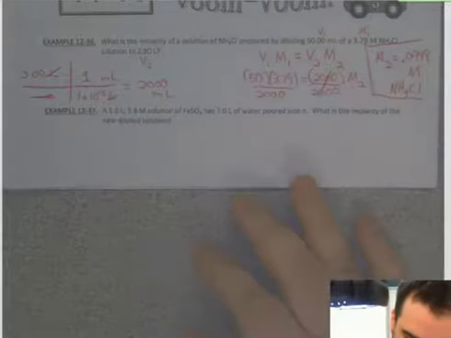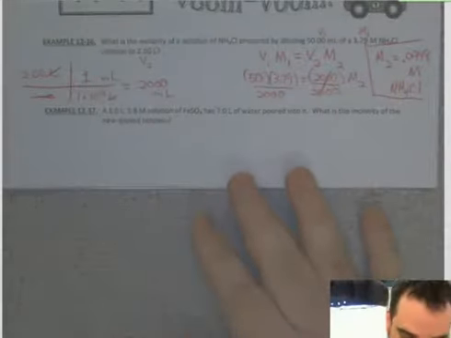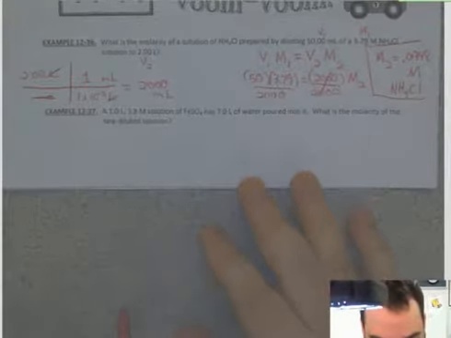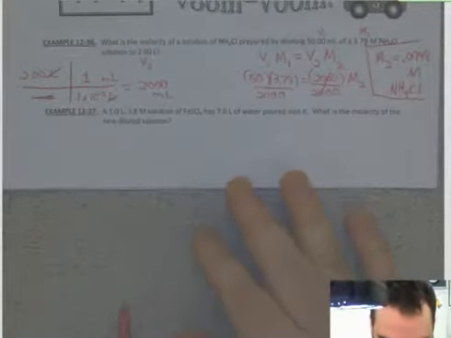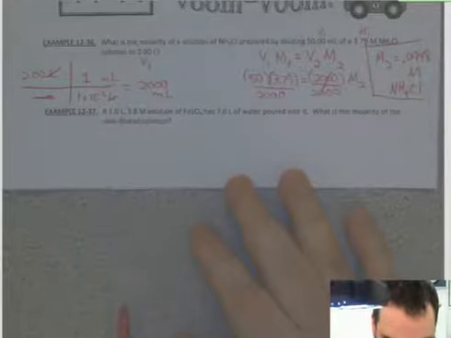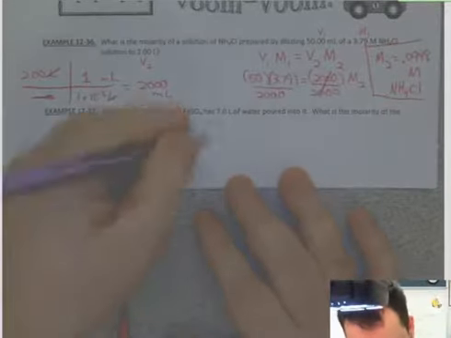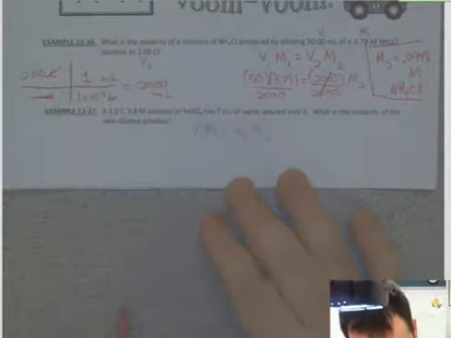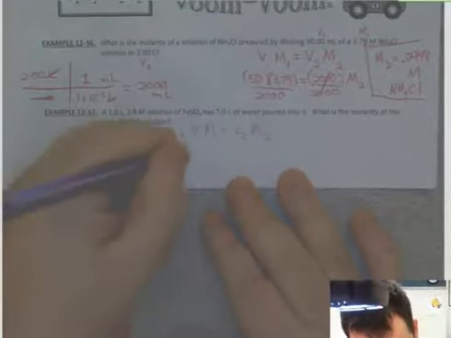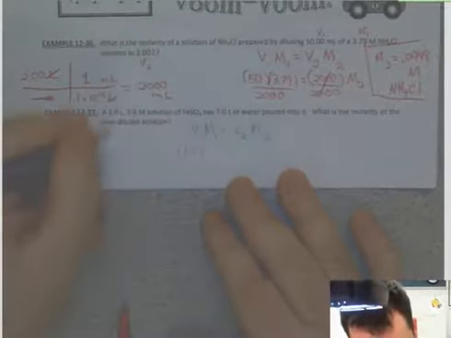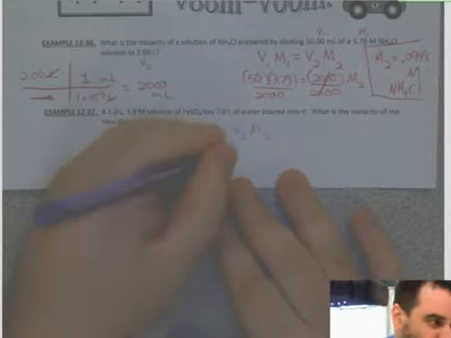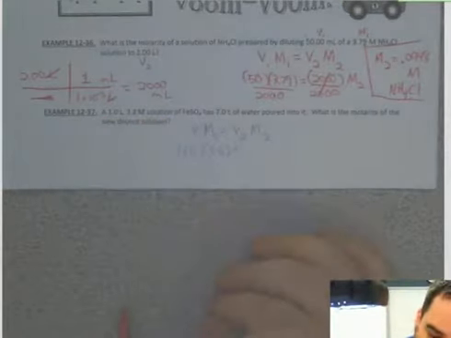Now, some of these questions become a reading process here. So this says 1 liter of 3.8 molar FeSO4 has 7 liters of water poured into it. What is the molarity of the new diluted solution? V1M1 equals V2M2. V1 is 1 liter. M1 is 3.8 molar. Now here's where it gets tricky.